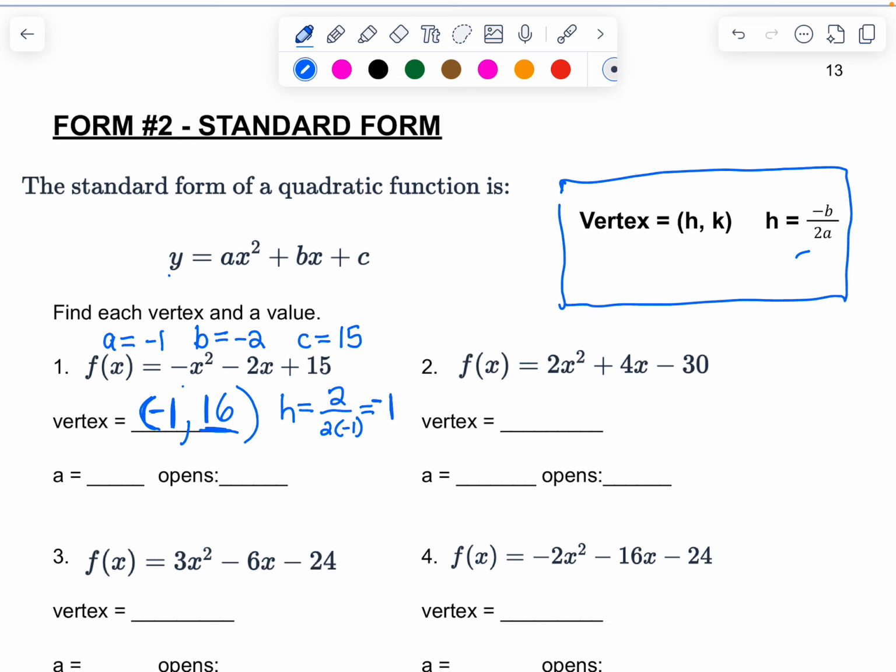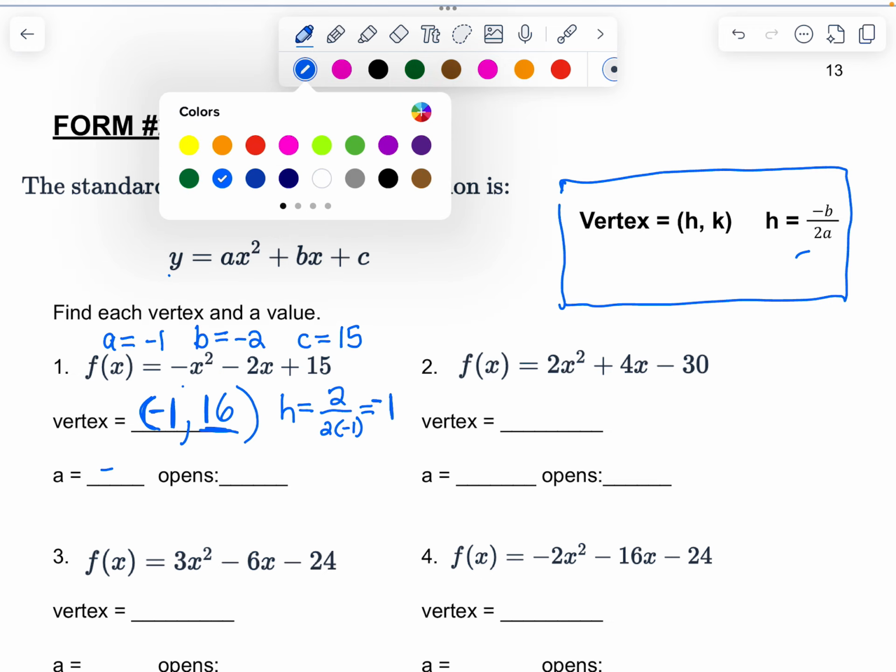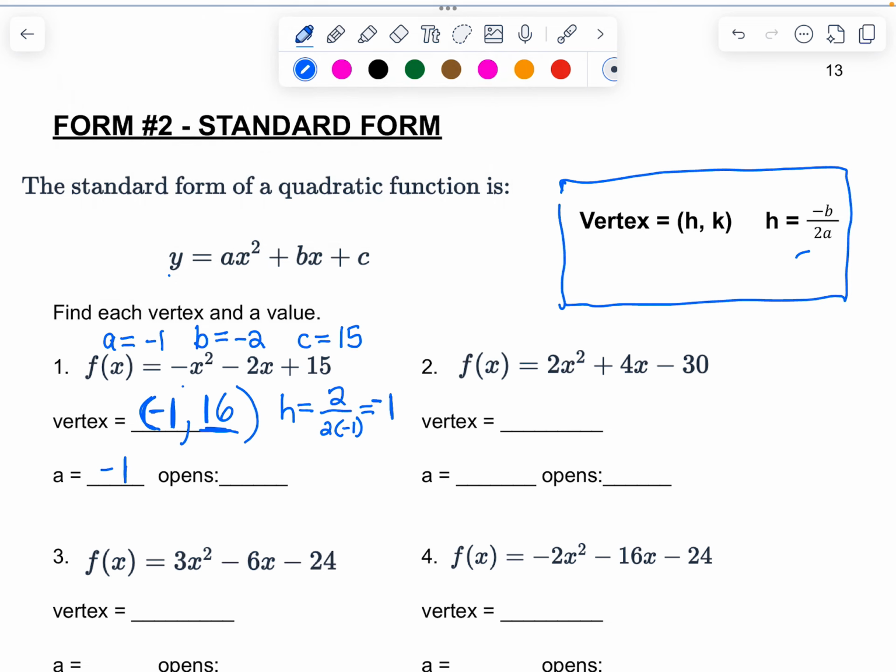Okay, now what you're going to do is your A still is going to be the same. So A is -1, so you know it's going to open down. Okay, let's do another one to kind of get that idea.